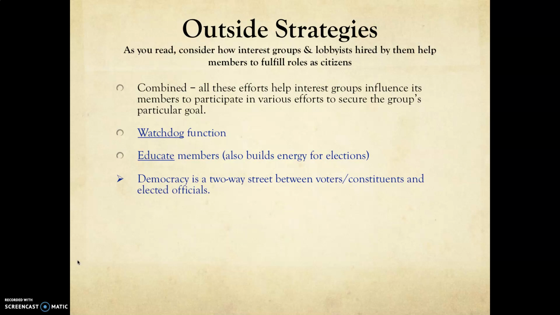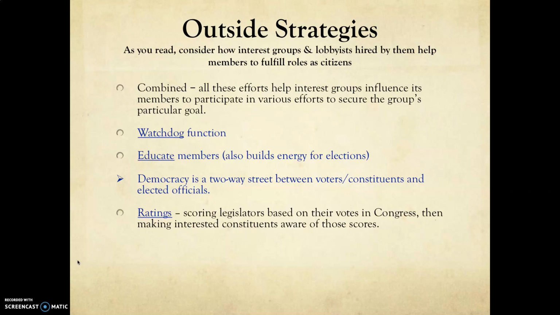In a democracy, we need to understand as citizens that our form of government goes in both directions. It's a two-way street. Voters need to communicate with the elected officials, as well as the elected officials need to be communicating with the voters, right? It takes effort from both sides. Interest groups help provide that flow of communication between the two.